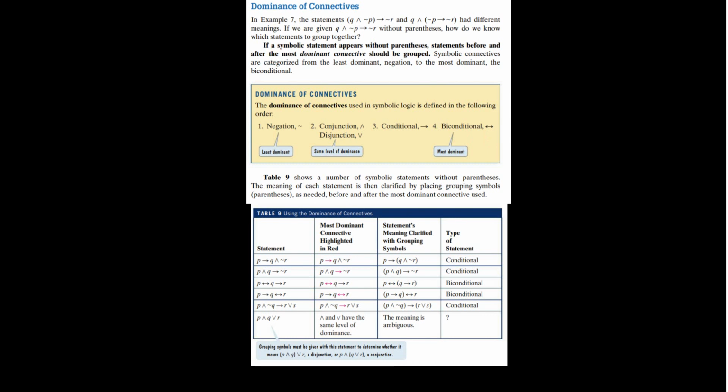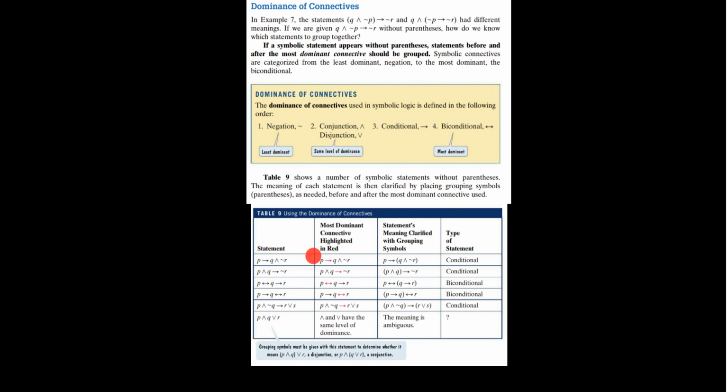Okay. So up here in bold it says if a symbolic statement appears without parentheses, statements before and after the most dominant connective should be grouped. Looking down here at table 9, we have if P then Q, and then we have and not R. So we look at our dominant connective, and what we need to do is group everything that is before or after it. In this particular case, we're going to group the things that are after it. We see our arrow is highlighted pink, so we group the Q and not R.